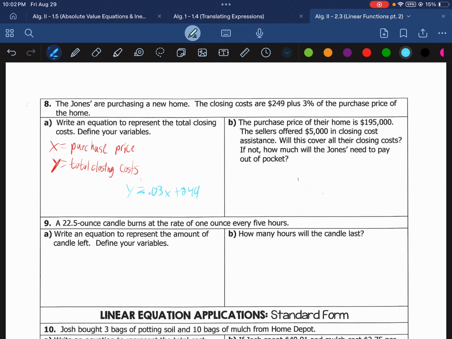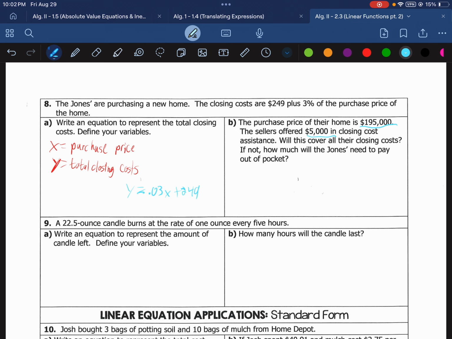Now we're going to use that equation in part B, knowing that the purchase price of the home is $195,000 and the seller offers $5,000 closing cost assistance. Something that can happen in buying and selling houses is that sellers will sometimes pay part of or all of closing costs. So in this case, the sellers are paying for $5,000 of closing costs for the buyers. And so will this cover all of the closing costs? We're trying to figure out, is that enough money? And if not, how much will the Jones need to pay out of pocket to cover the difference?